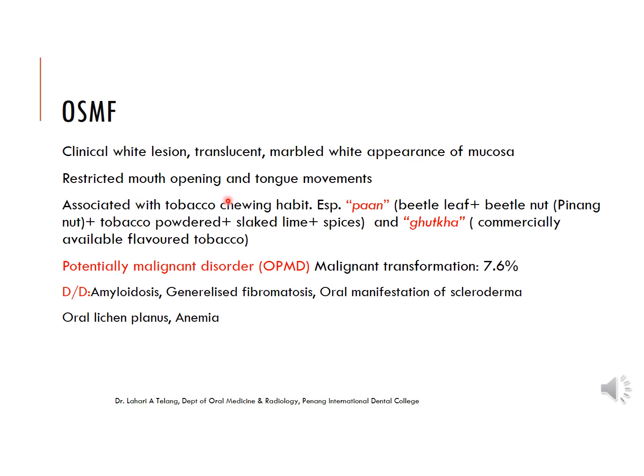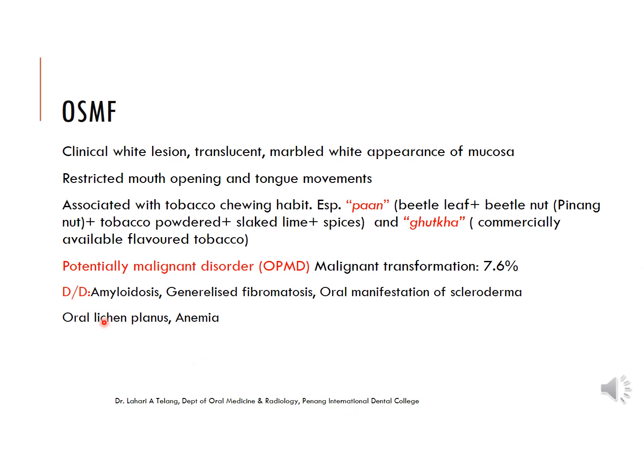Patients generally have an associated tobacco chewing habit, especially what we call pan, which is betel leaf and betel nut, which is areca nut, tobacco powder, slake lime, and spices. Also commercially available is flavored tobacco called gutka. This habit is especially predominant in the South Asian subcontinent. That is, generally patients who are coming from India, Pakistan, Bangladesh, Sri Lanka, Taiwan, and Myanmar. There's a high tobacco consumption in these areas, and you will see that many of the patients use these flavored tobaccos or pan. This is a potentially malignant disorder, and the malignant transformation rate is 7.6%.